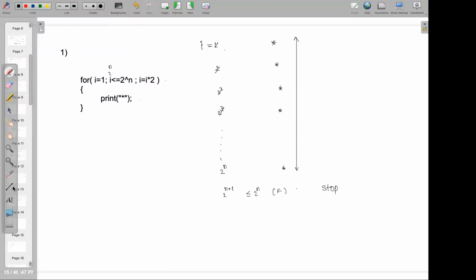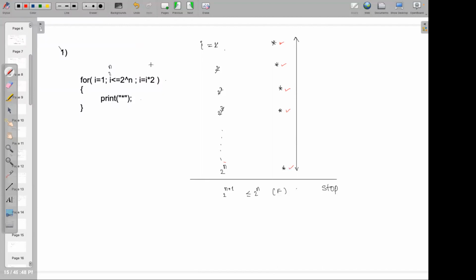See, try to count it. This is the first time, first time star. Second time star is printed. Third time star is printed. Fourth time star is printed. Like that, nth time star is printed. The value is 2 power n, but the number of stars printed is not 2 power n. We need to consider the print statement.